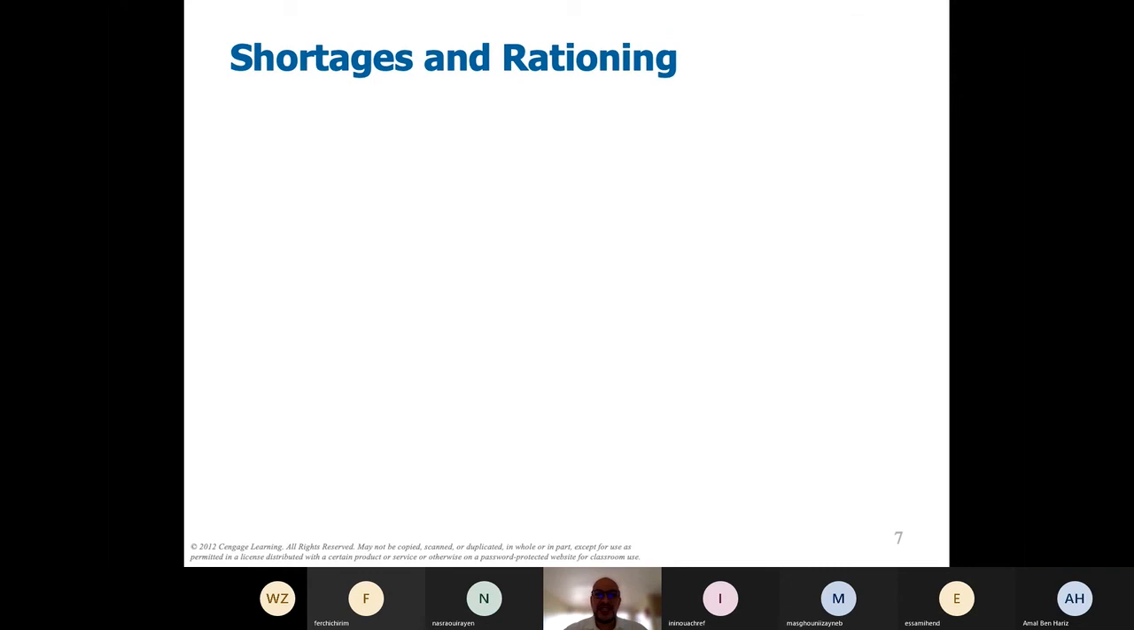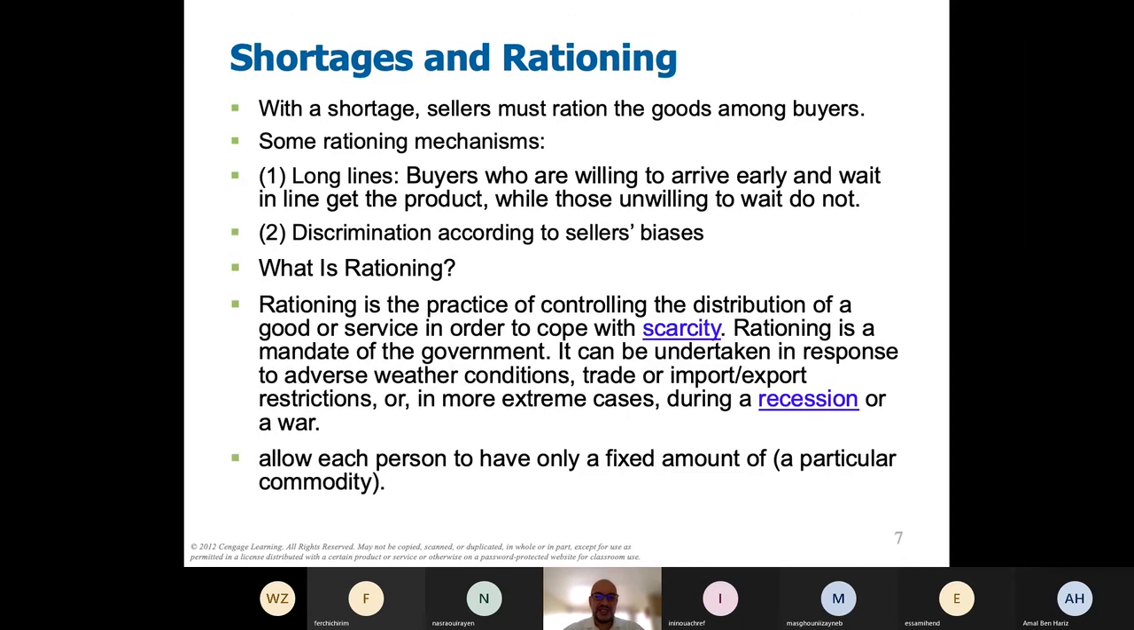Shortages and rationing. With shortages, sellers must ration goods among buyers. What do we mean by rationing? Rationing means allowing each person to have only a fixed amount of a particular commodity.